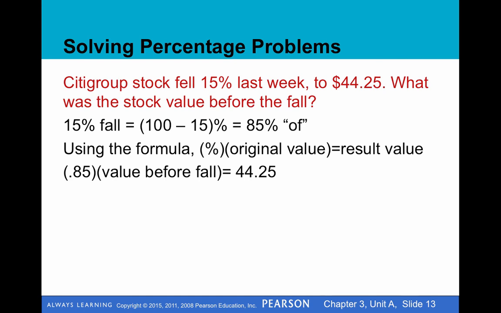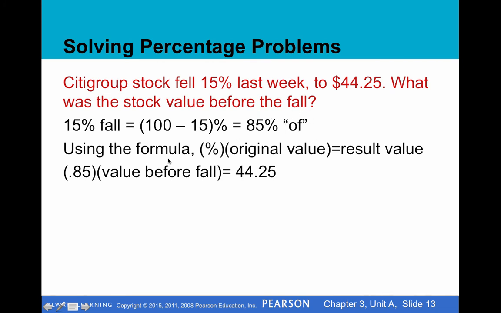Okay, last one. Citigroup stock fell 15% last week to $44.25. What was the stock value before the fall? Well, 15% fall is the same thing as a decrease of 15%. So when we have that, that's not a percent of, okay? So the fall is a decrease. So 100 minus the 15% is 85% of the original value. So if you fall 15%, you're 85% of what you used to be.